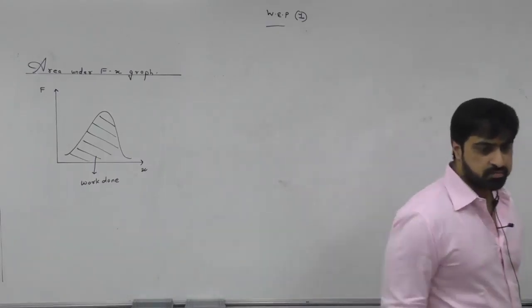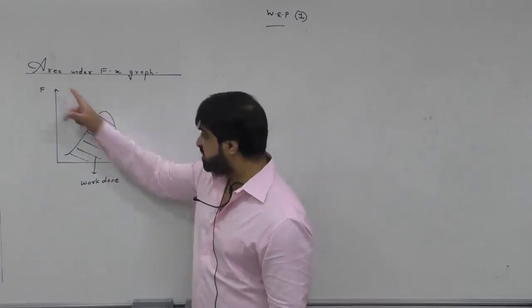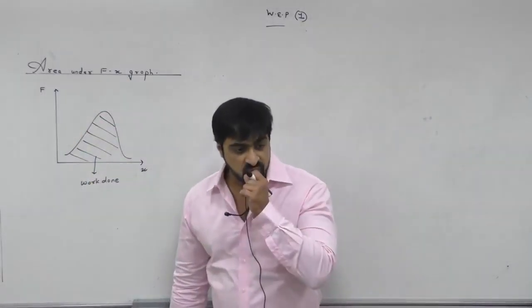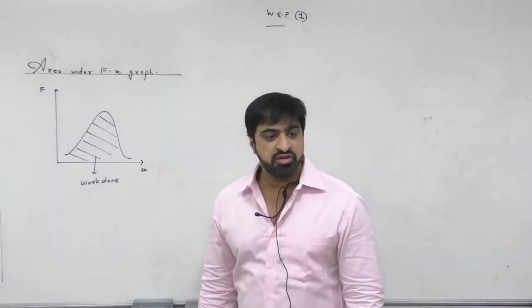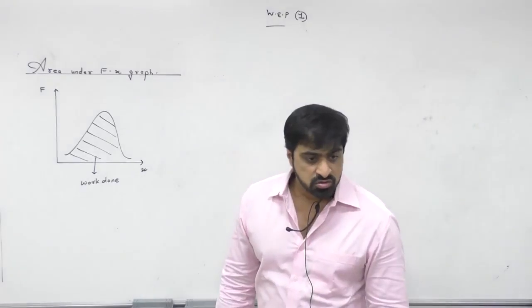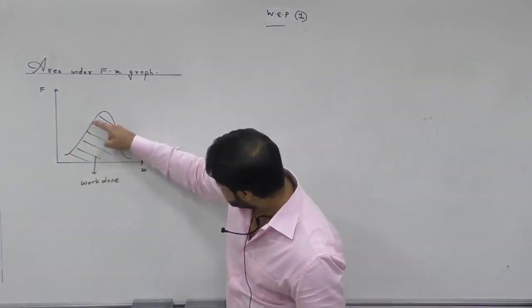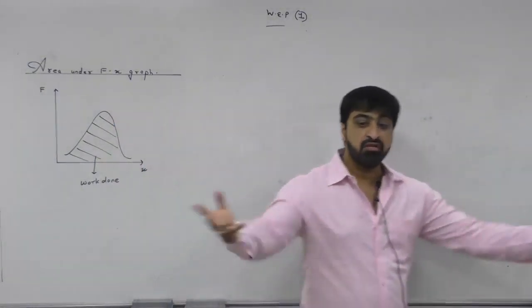Third case. Area under the F-x graph. If the F-x graph is given, when you look at the graph, is this a constant force or a variable force? Variable. As x is increasing, force is also increasing, becoming maximum and then decreasing. Variable force.